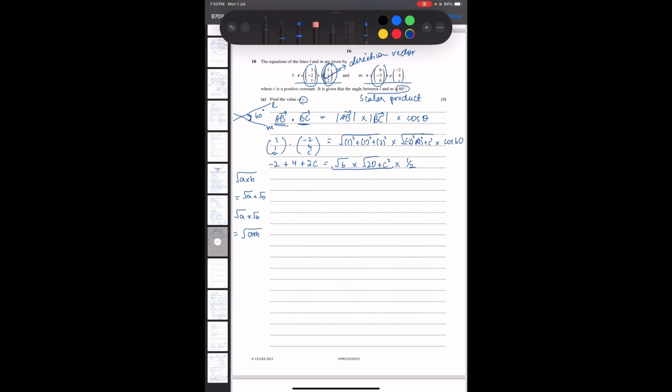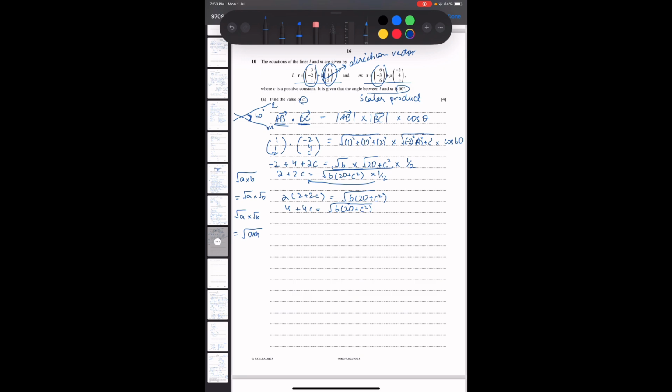So -2 plus 4 is 2, plus 2c is equal to under root 6 multiplied by 20 plus c squared, right, into half. Now I'll send this half to the other side, and it will be multiplied: 2 plus 2c is equal to, and I'll just write it like this for now, 20 plus c squared, and then it will become 4 plus 4c is equal to under root of 6 into 20 plus c squared.